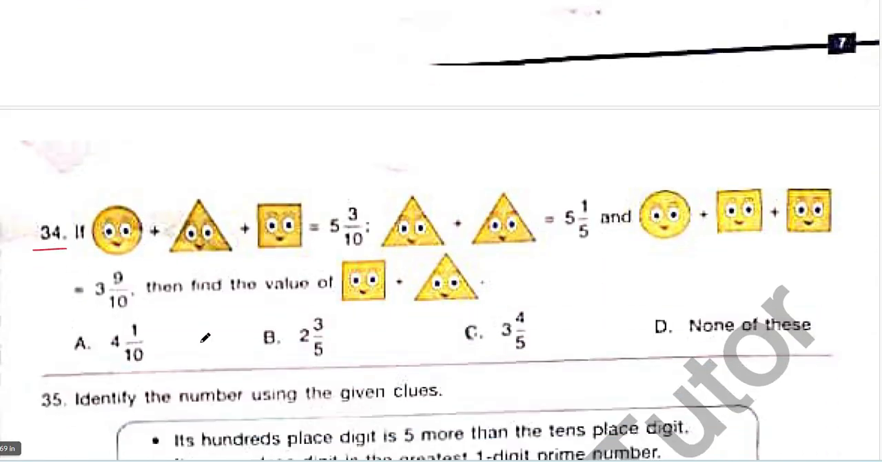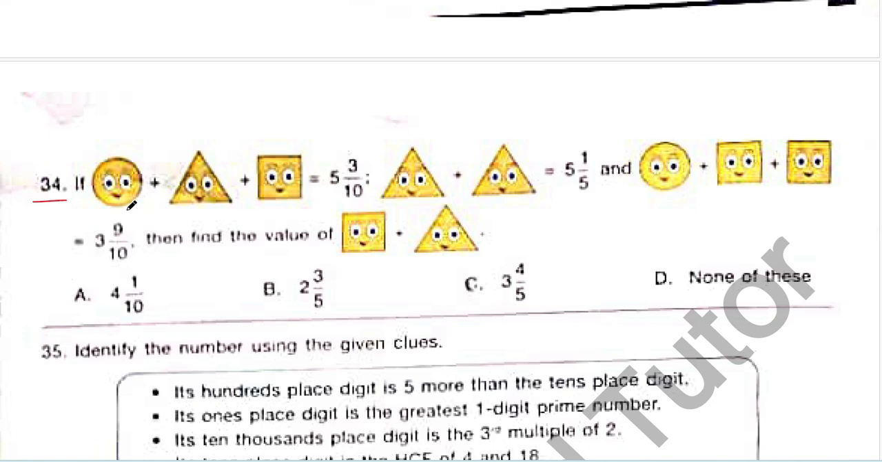Then we have this question 34. It says circle plus triangle plus square is 5 3/10. Triangle plus triangle is 5 1/5. Circle plus square is 3 9/10. So find the value of square plus triangle.